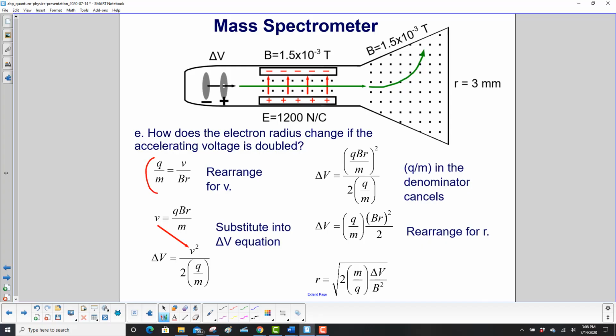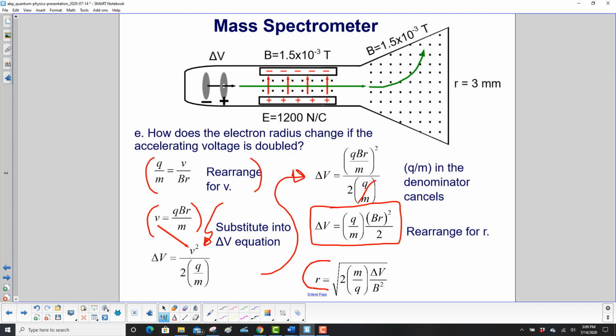So we will rearrange this equation for V. So we have V is equal to Q BR over M. Substitute it into our accelerating voltage equation there, and then step on over here. And what do we notice? We have a Q in the M denominator. We'll factor and get rid of one of the Q over M's in the numerator. We get the accelerating voltage is Q over M times BR parentheses squared over 2, and then solve that for R. And we kind of left out some steps here, so please go through them, and hopefully you'll get this answer here. And we'll go to the next slide.